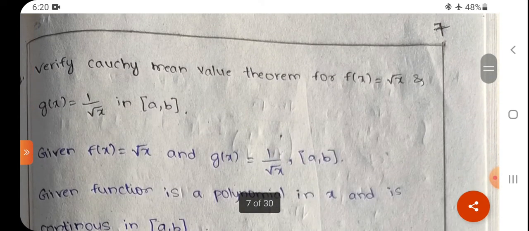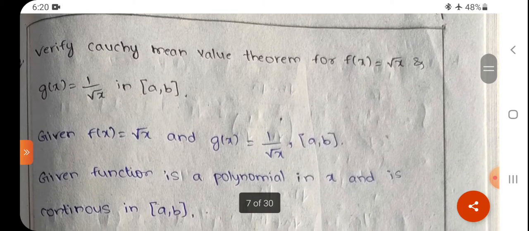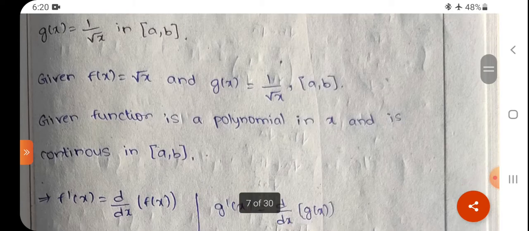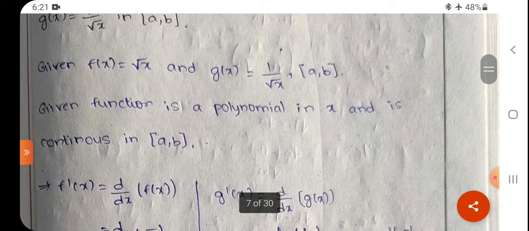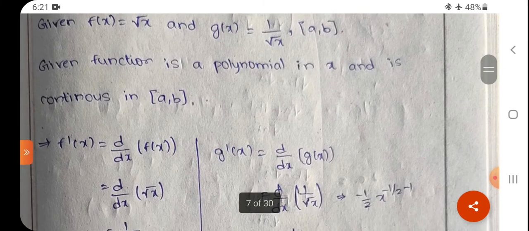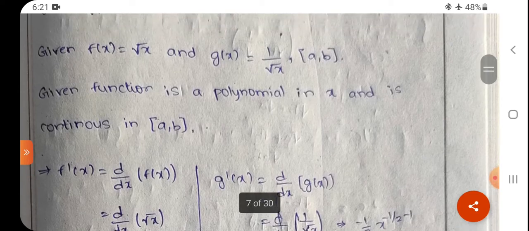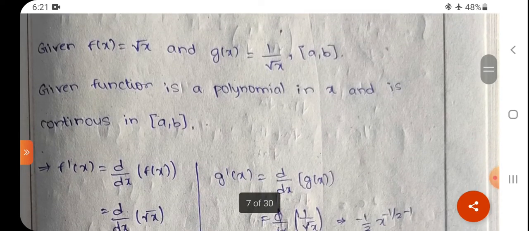And the next problem, you are verifying Cauchy mean value theorem for the two functions f of x is root x and g of x is 1 by root x. If no interval is given, that means the standard interval is a comma b. If nothing is mentioned, a comma b is the standard interval only. So Cauchy mean value theorem, we have to use two properties.